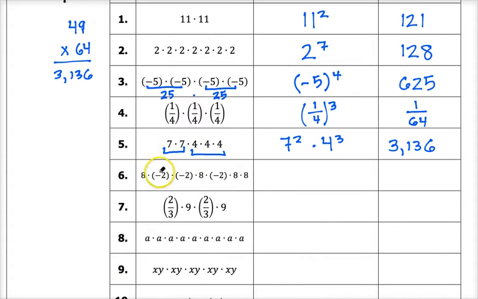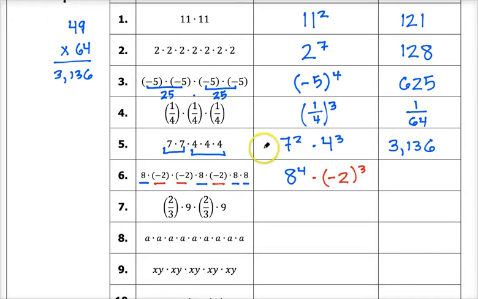Okay, same thing for number 6. We have 2 different bases. We have a base of 8, and let's look at how many times that's in this multiplication problem. That's in here once, twice, 3, and 4 times. So that would be 8 to the fourth power. And then we have a negative 2, 1, 2, 3 times. So this in exponential form is 8 to the fourth times negative 2 to the third.